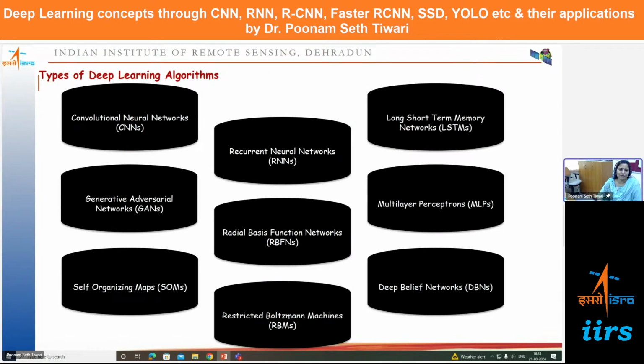Now, these are different types of deep learning algorithms. We have CNN, RNN, GAN, then deep belief networks, and multi-layer perceptrons, then LSTMs are there. Now, what is this CNN and why do we require this CNN?